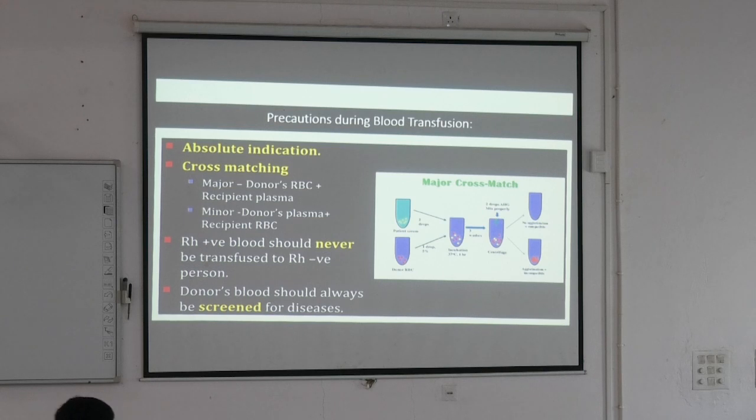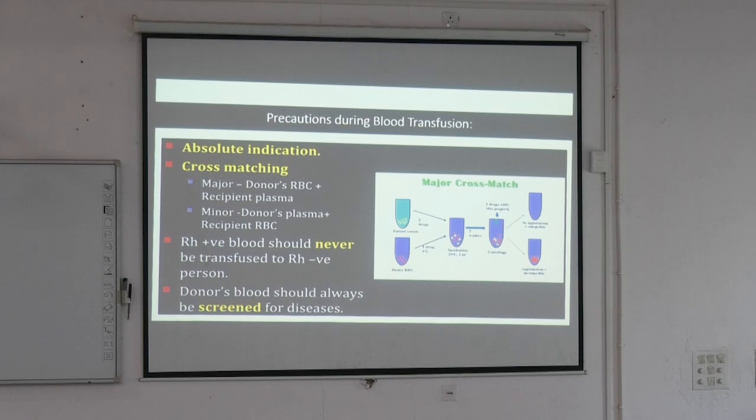Precautions during blood transfusion: cross-matching and compatibility. The cross-matching compatibility test must be routinely carried out in every blood bank, in any tertiary center where blood transfusion occurs from donor to recipient. Cross-matching must be done before transfusion. And cross-matching is of two types: major cross-matching and minor cross-matching.